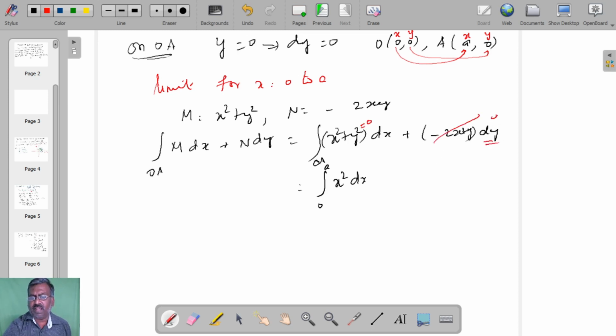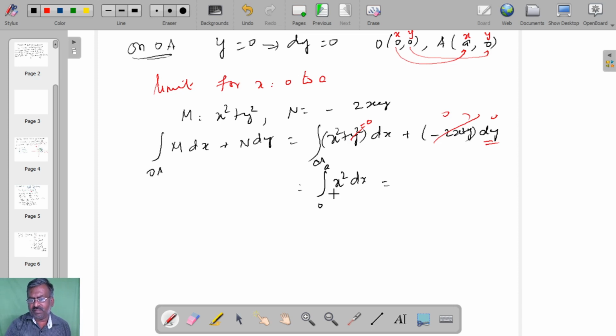So all these are cancelled. This y squared is cancelled. Remaining is integral 0 to A x squared dx. So for this x squared dx, now we are going to take the integration. Integration means increase the power by 1. For the polynomial integration, increase the power by 1.